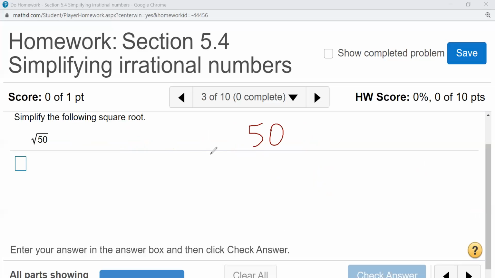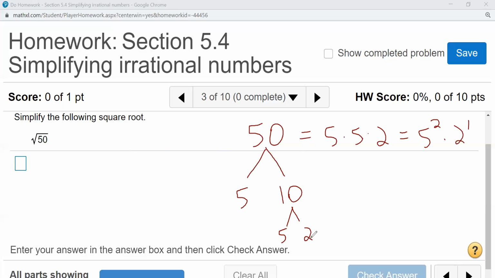Take your 50 and find its prime factorization. What are two numbers that multiply to 50? 5 and 10. 5 is as good as it gets, the Jack Nicholson movie. 10 can be broken down more. What does 10 become? 2 and 5. I'll write the 5 first so that we can see a connection. So the prime factorization of 50 is 5 times 5 times 2. And I'll write that just for kicks.